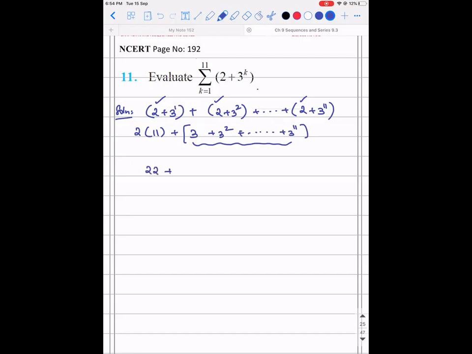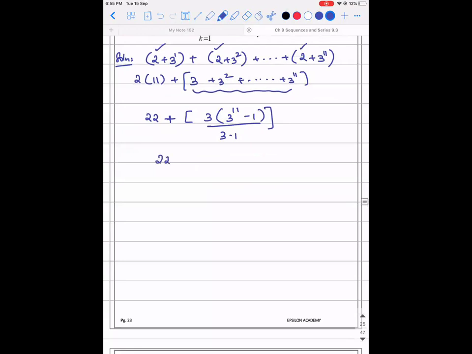So you're going to have it as 22 plus 3 plus 3 square plus so on till 3 power 11, which is A into R power n minus 1 divided by R minus 1. N is how much? 11 terms, no? So 3 power 11 minus 1 divided by 3 minus 1. We can leave it as 3 into itself. So it is 22 plus 3 into 3 power 11 minus 3 divided by 2.